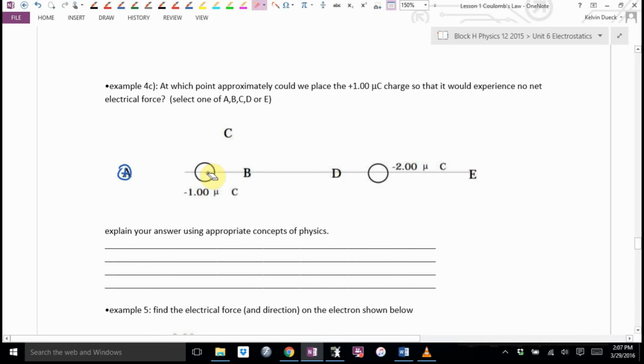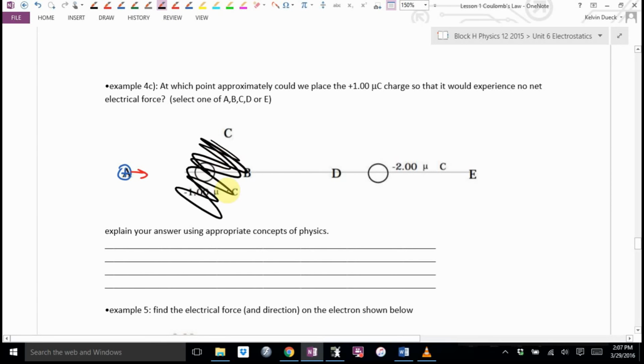Which way will this charge apply a force to it? To the left or to the right? This is positive, this is negative. They're unlike charges. What can you tell me about unlike charges? They attract. So this would feel a force that way from the first charge.